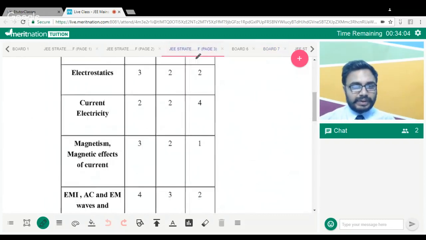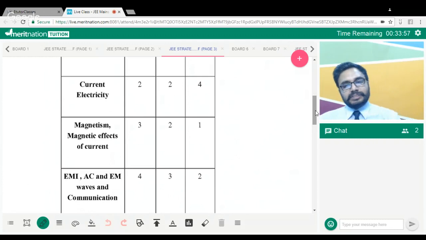Then the next thing that we are having is magnetism and magnetic effects of current. Magnetism is a bit related to electrostatics. Magnetism is what? When the charge is moving with constant velocity, then the magnetic effect is raised. Magnetic field is coming up. So we should know how to find the magnitude of magnetic field at a point due to an infinite wire, due to a finite wire, on a ring, on the axis of a ring.